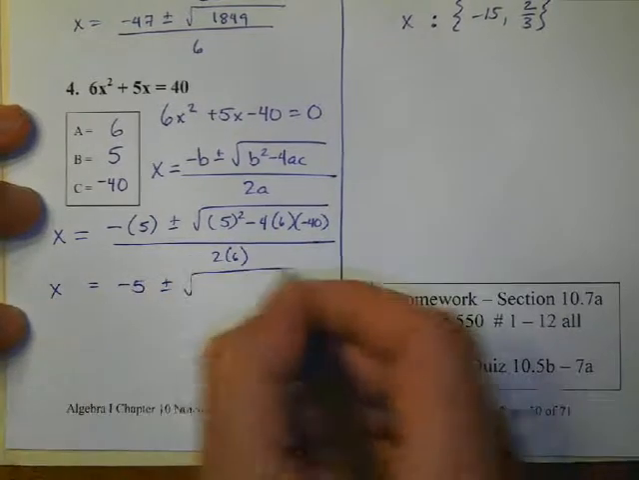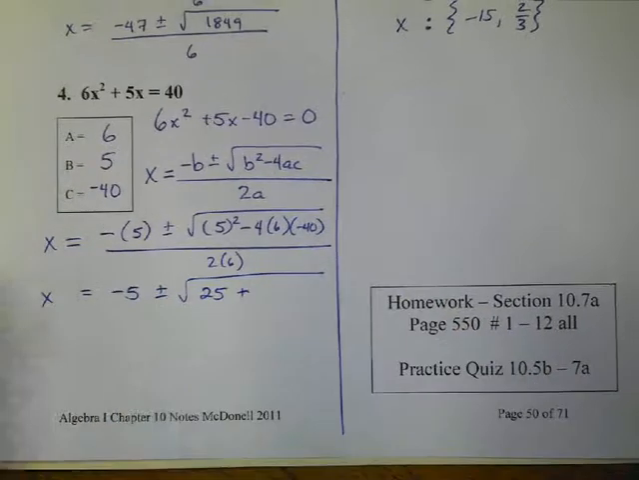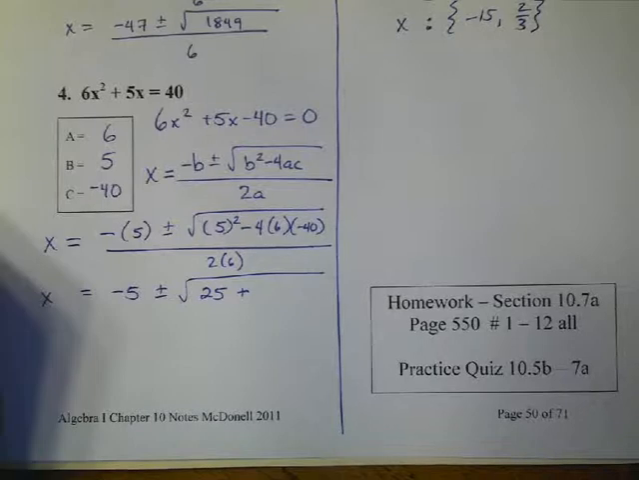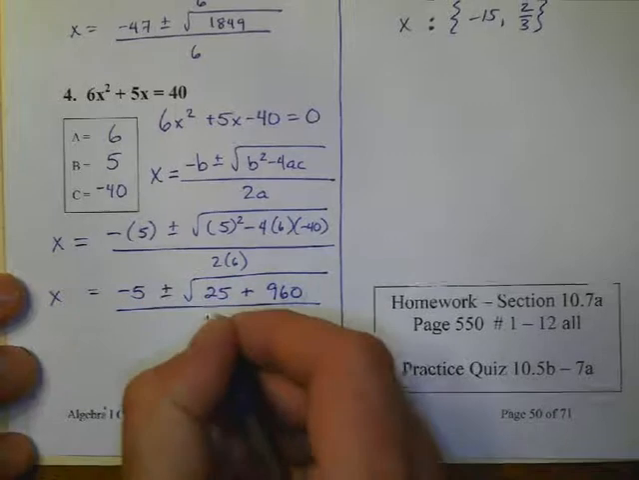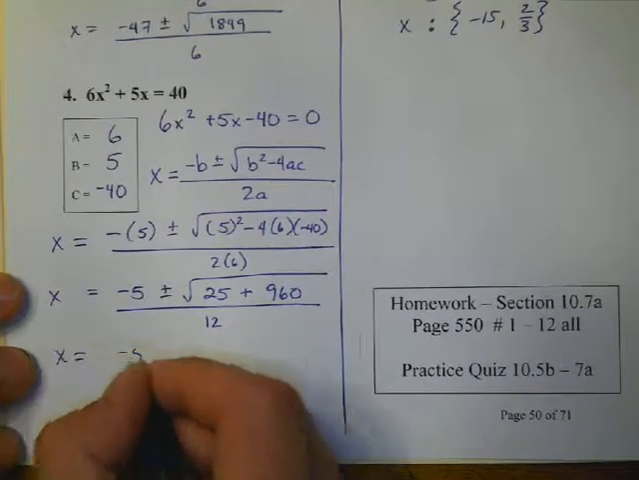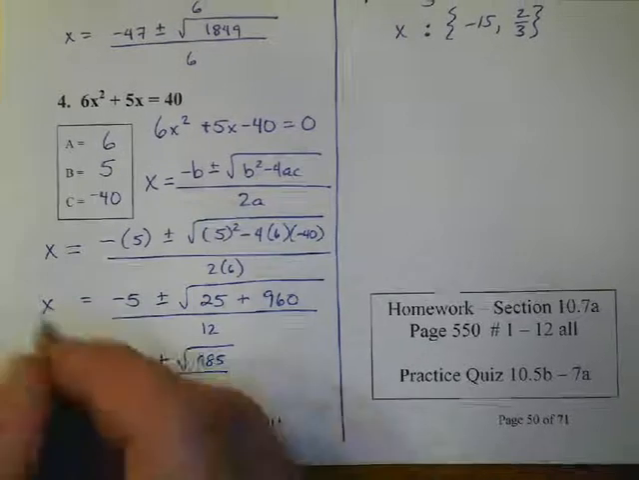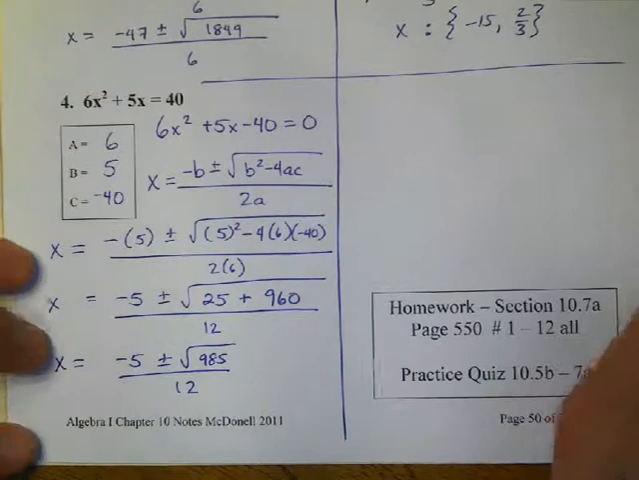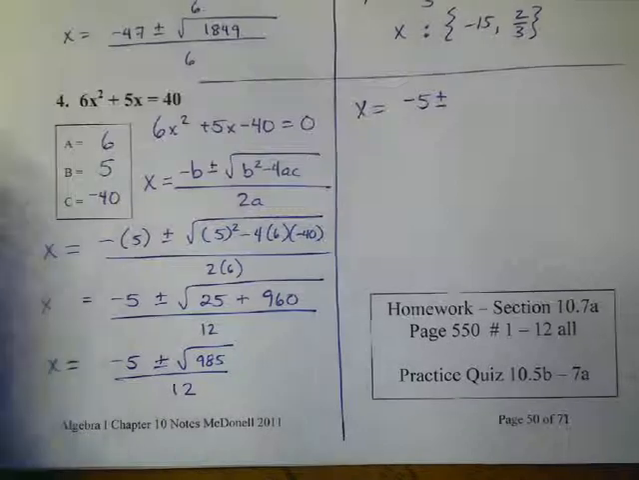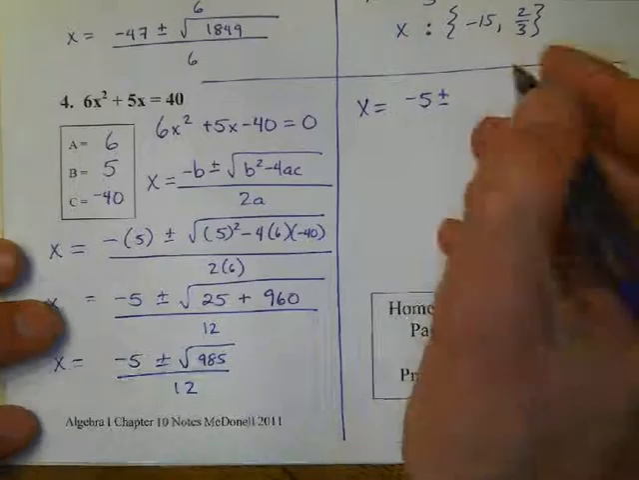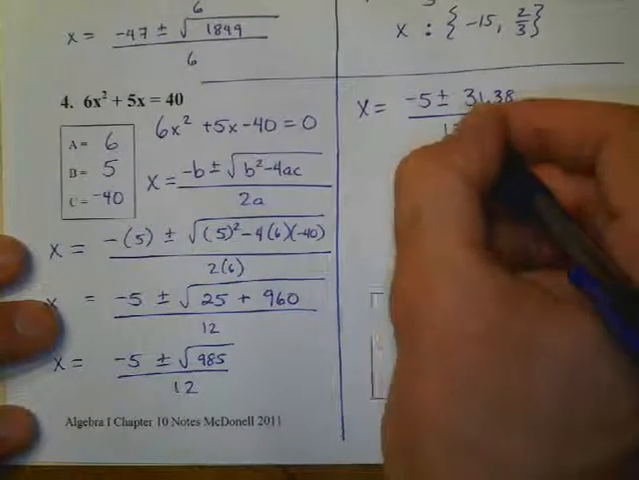As we work this out, that's going to be negative 5 plus or minus the square root of 25 minus, times a minus is a plus, and then 4 times 6 times 40 is 960, all over 12. You'll notice I'm just doing one step in each problem. That's 985 over 12, and now we have to take the square root of 985.